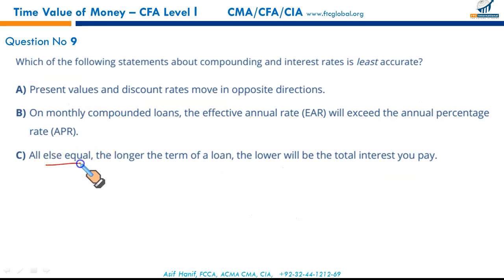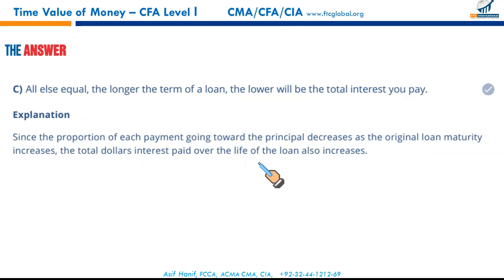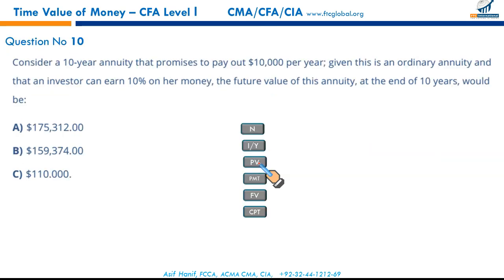All else equal, the longer the term of the loan, the lower will be the total interest you pay. This is wrong. The longer the term of the loan, there is a maturity risk that has to be compensated. So the longer the term of the loan, the higher will be the total interest you pay. The shorter the loan, the less interest you pay. It's quite a common sense question. So this is an incorrect statement. C is incorrect. All right, moving on.